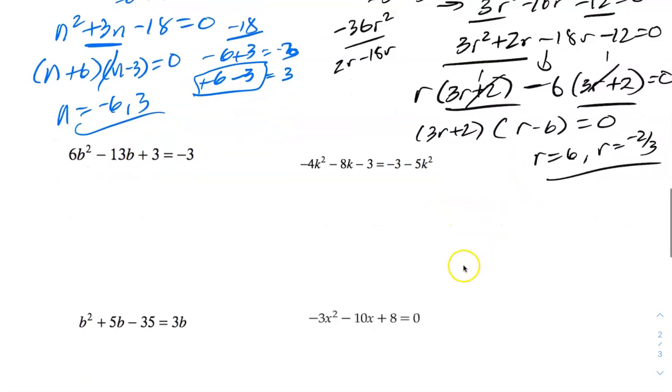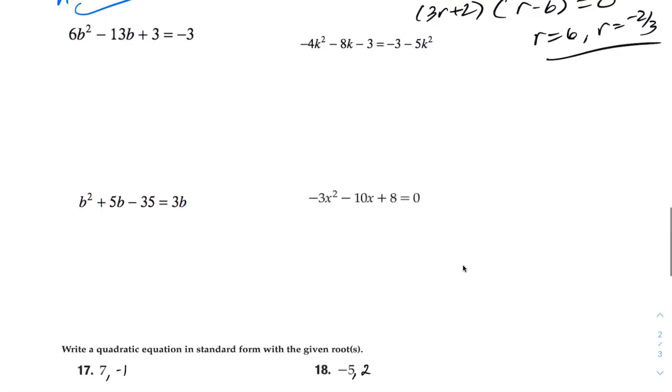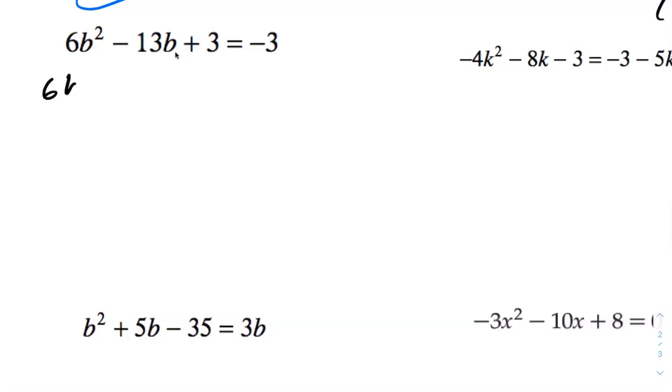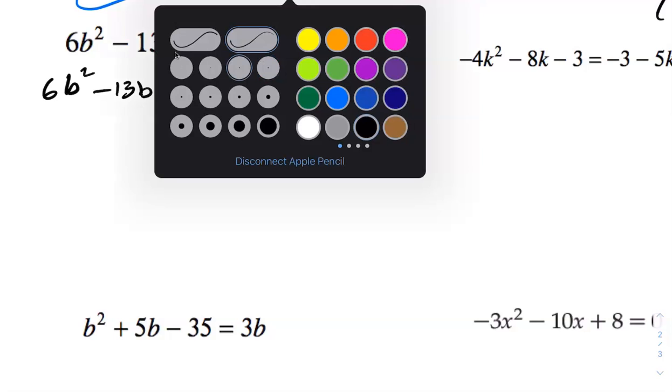So there we go. A few more of these. So again, same thing. Man, none of these are set equal to 0. That one is set equal to 0 first. I gotta start writing smaller. 6b squared. We're going to add the 3 to both sides. Minus 13b plus 6 equals 0. So I'm gonna make my writing even smaller. There we go.